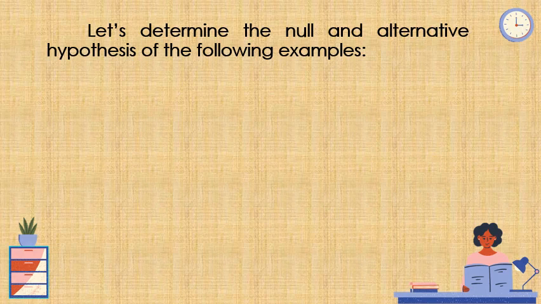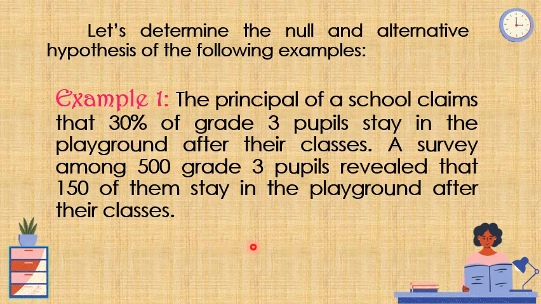So, let's determine the null and alternative hypotheses of the following examples. So, in these examples, doon lang muna tayo magfo-focus sa pag-determine ng null and alternative hypotheses using the p-value. So, example 1, the principal of a school claims that 30% of grade 3 pupils stay in the playground after their classes. A survey among 500 grade 3 pupils revealed that 150 of them stay in the playground after their classes. So, determine lang natin yung null and alternative hypothesis.